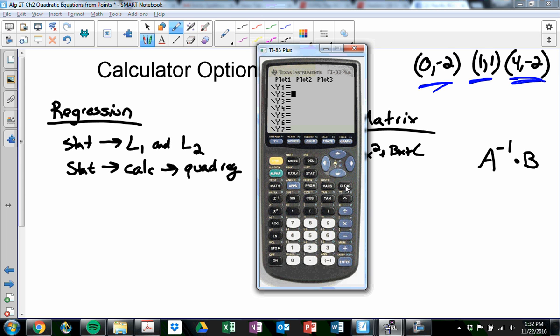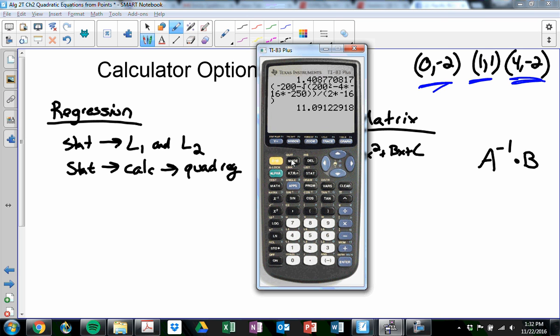Students have asked me in the past, how do I get points into a table on a graph? Now, one way is to set your y equals and plug in an equation here. But here we don't have an equation. How can I just plug in points? To plug in points, you press the stat button, which is right here. And I'm going to edit L1. This stands for list 1. And in L1, I'm going to put my x values, 0, 1, 4. In L2, I put the y values, negative 2, 1, negative 2. So these are the points 0, negative 2, 1, 1, and 4, negative 2.